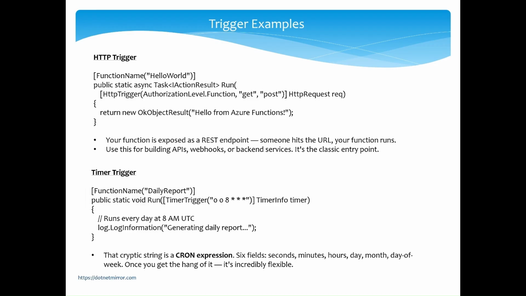If you look at the bottom, we have a timer trigger. Inside the attribute, you see a string of numbers and asterisks, 0 0 8 and asterisks. That is a cron expression. It tells Azure to run this function exactly at 8 a.m. UTC time every single day. Once you learn this cron syntax, it is incredibly powerful for scheduling automated tasks like daily reports.